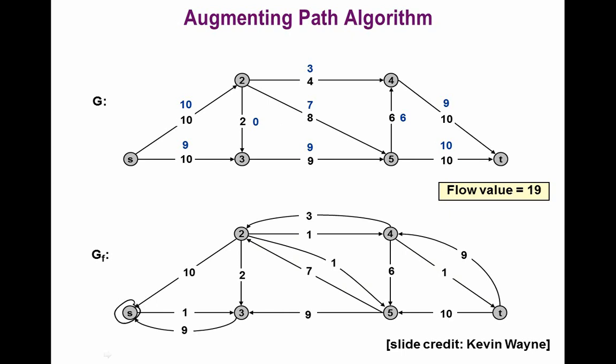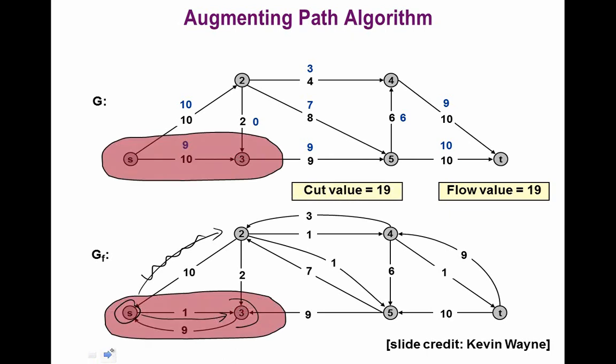From S to node number 2 does not work. Here I could send 1 unit of flow to node number 3, but from 3 onwards this is a dead end. I cannot send anything further. So I have found the maximum possible flow, which has a value of 19.